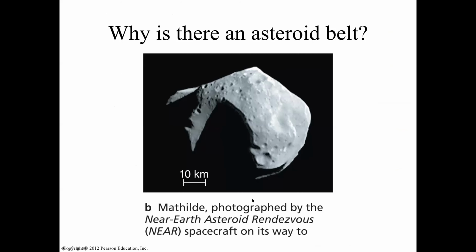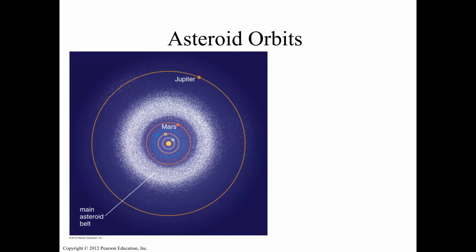Okay. Why is there an asteroid belt though? We want to know, we have a belt which is called the main belt or asteroid belt between Mars and Jupiter. But why is there an asteroid belt there? So that's a picture, okay?